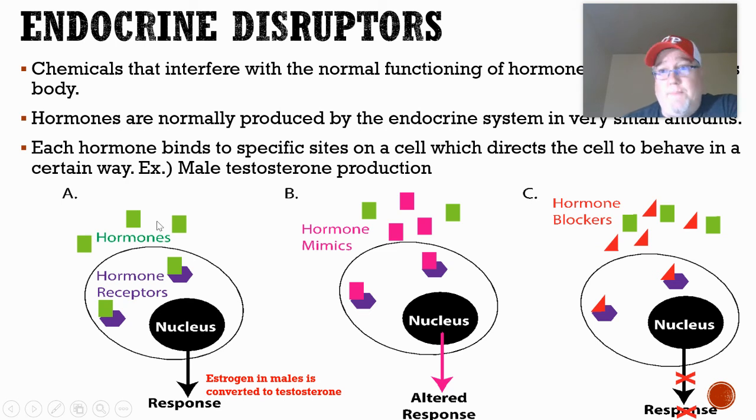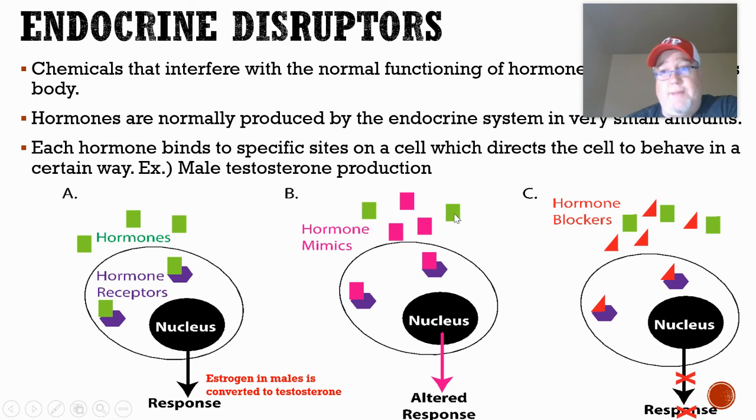And again, those are produced by one part of the body. They go to another part of the body, and that stimulates something to happen. In this case, testosterone gets produced. Now, in picture B, what we're seeing is the response to endocrine disruptors getting into the body. So these disruptors are chemicals that disrupt this process of, in this case, producing testosterone or whatever other hormone they're disrupting.